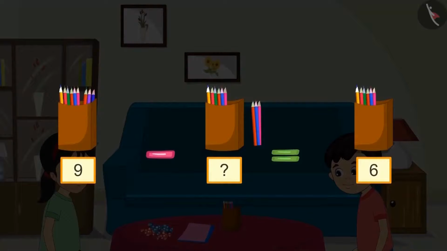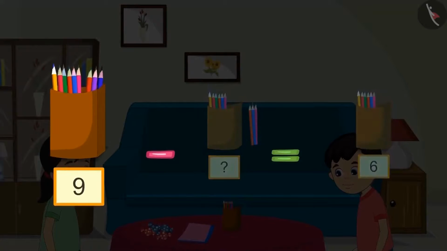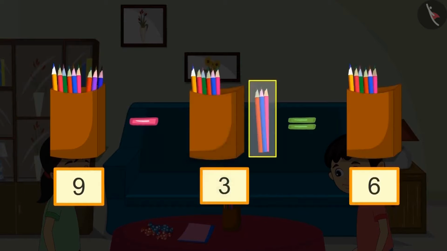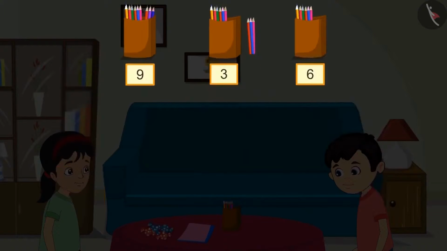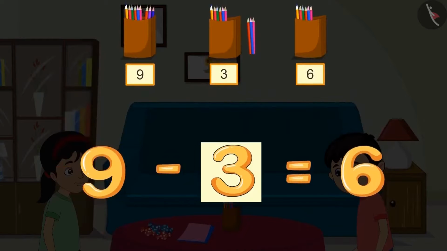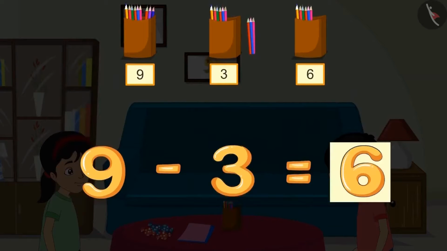We can solve this in another way. There were 9 pencils in the box, and after Chotu took some pencils, 6 pencils were left. This means out of 9 pencils, 6 pencils were left. So Chotu must have taken these 3 pencils. That means 9 minus 3 equals 6.